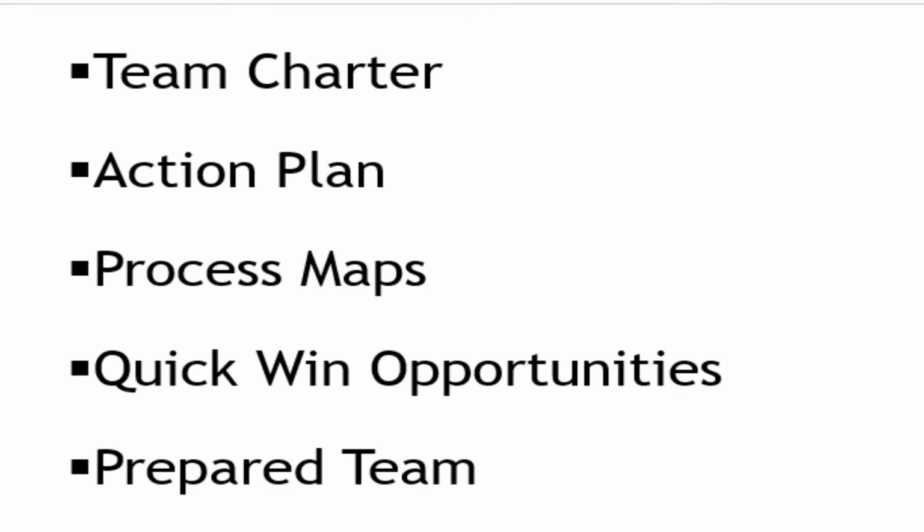In our next class, in lesson number 8, we will see some examples of action plan and also discuss in detail about process maps, quick win opportunities, and the prepared team. What do you mean by a prepared team? So all these 3 topics, process maps, quick win opportunities, and prepared team, we will see in the next class.